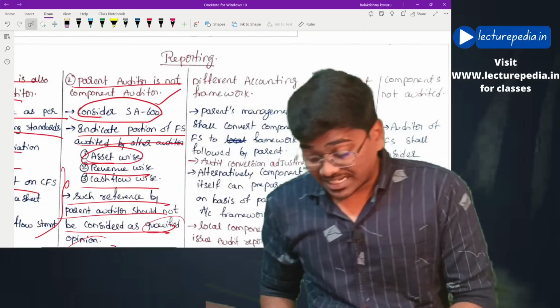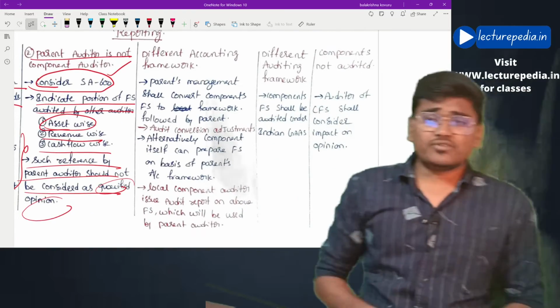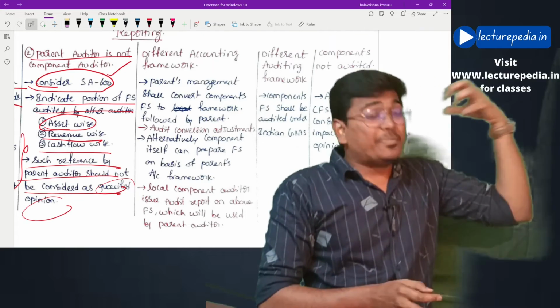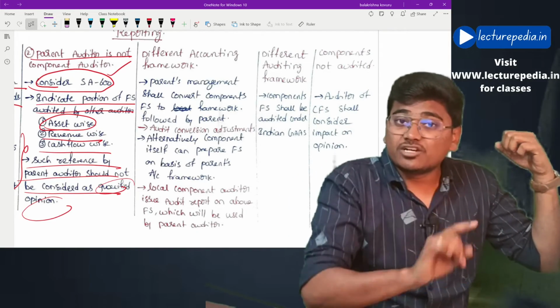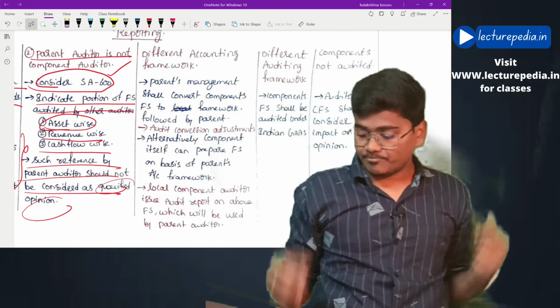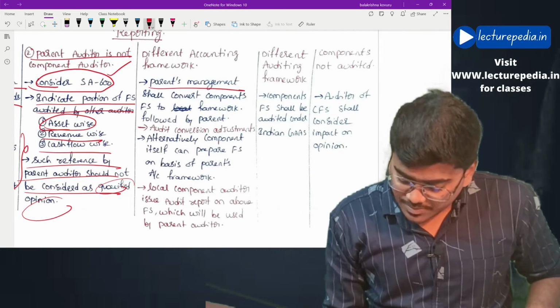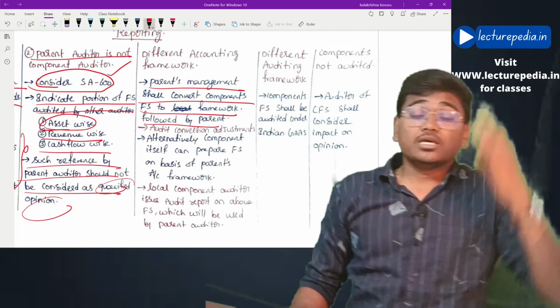Coming to the next scenario. Accounting framework. The accounting framework that is being followed by the parent entity is different from the accounting framework that is being followed by the component. In this situation, what has to be done? First of all, the parent's management shall convert the component's financial statements to the framework followed by the parent.